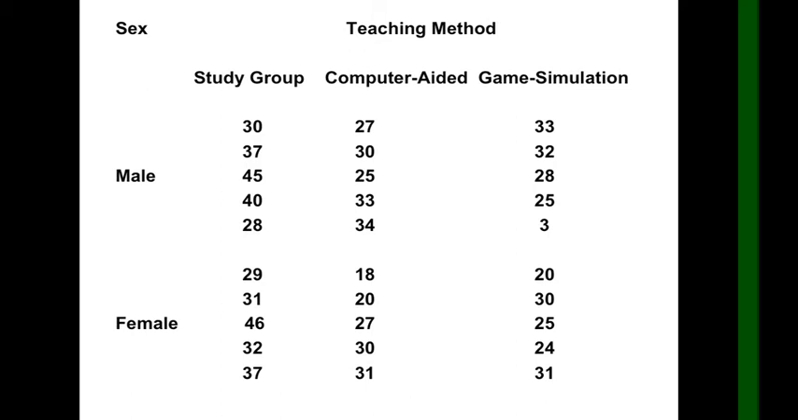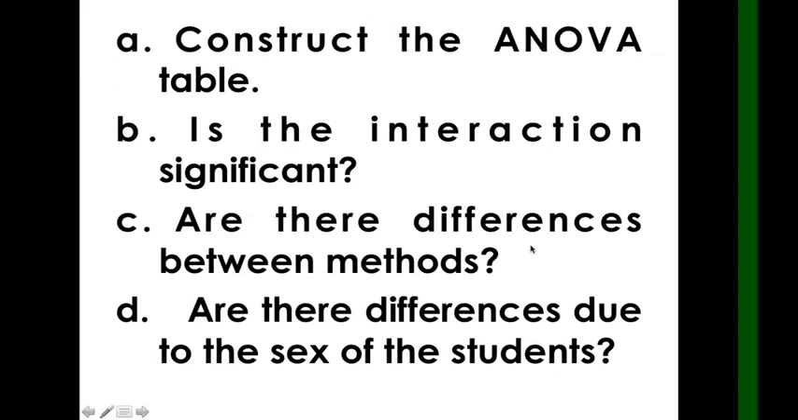The teaching methods are study group, computer-aided, and game simulation. For the sex, we have male and female. For the male, the scores are written in the table for the study group, computer-aided, and game simulation. For the female, we have their scores for the study group, computer-aided, and game simulation.